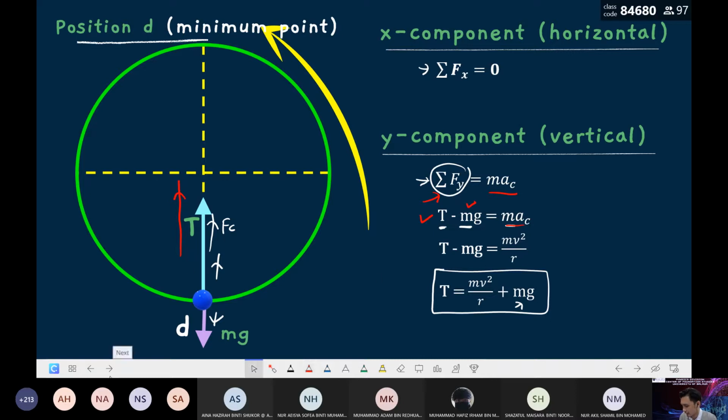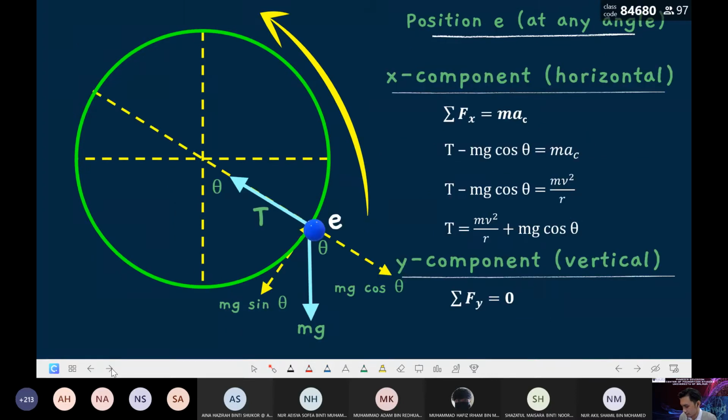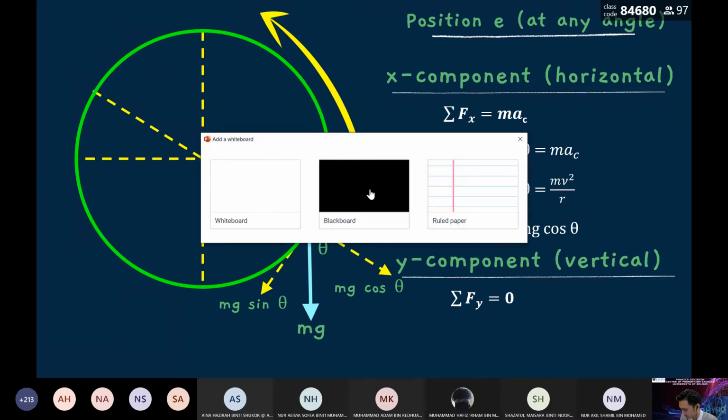Okay, now kita tengok at any point. Okay, if at any point pula, for example at theta here, this is theta. Okay, theta is here. And then we have weight at this angle. So we need to resolve the weight. So what will happen is, let me open a blackboard so I can resolve this so you can see.